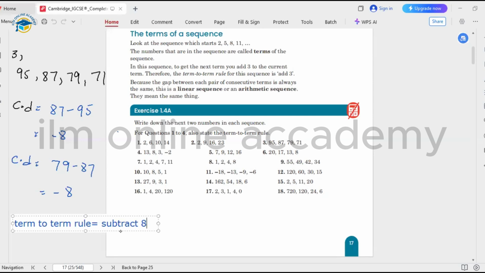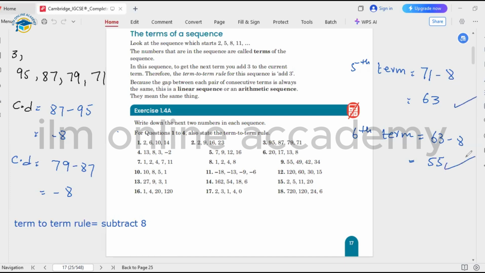As this is your term to term rule, accordingly we need to find our fifth and sixth terms. For the fifth term, from 71 you subtract 8 to get the next term. So 71 minus 8 will be 63. Next, we need to get the sixth term. For the sixth term of the sequence, we subtract 8 again from the last term, that is 63. So this will be 55. These are your next two terms of the sequence, and this is your term to term rule.